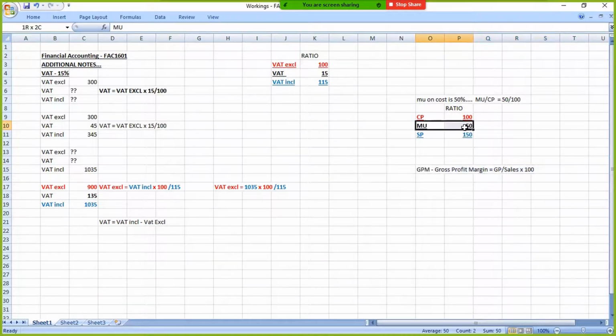A markup on cost is what you use for cost price, markup and selling. You don't mark up based on selling price because remember you need a base. The base is the cost because you're adding to the cost. It's not selling price plus markup equals what? You don't get something like that. You don't mark up your selling price. You mark up your cost. Does that make sense? Yes. So markup on cost means the base is 100.